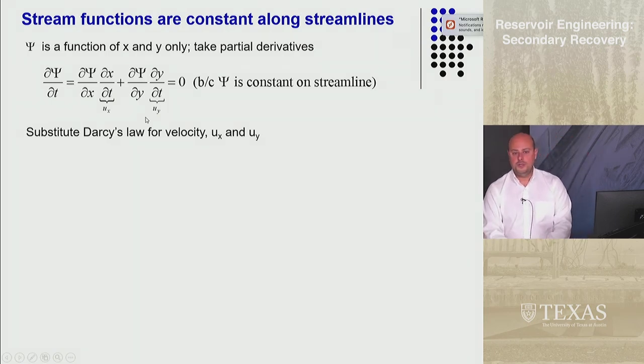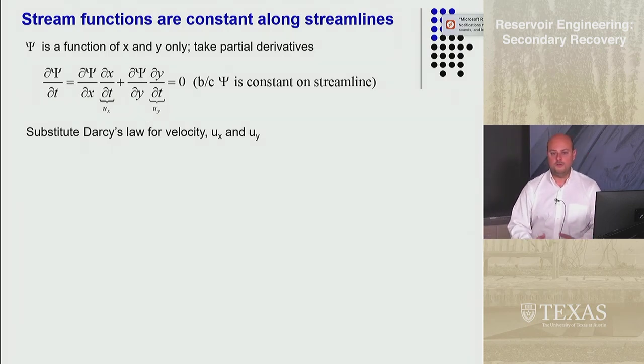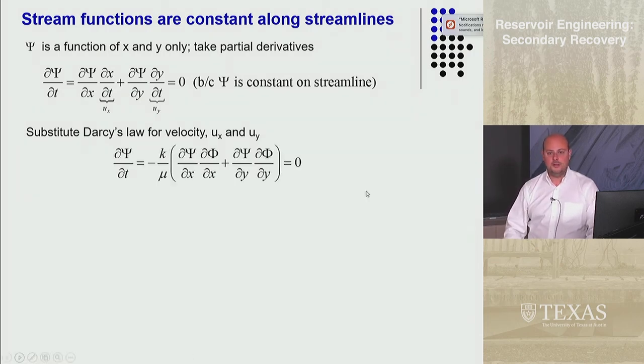The next thing we do is we substitute in Darcy's law for velocity. So where you see ux and you see uy, we now substitute Darcy's law in for ux and uy. So that's obviously k over viscosity, and then we've got the pressure gradient or potential gradient if we want to be more general. And so that's why we have substituted this dx dt for k over mu d phi dx, and then the same for dy dt. This is d phi dy.